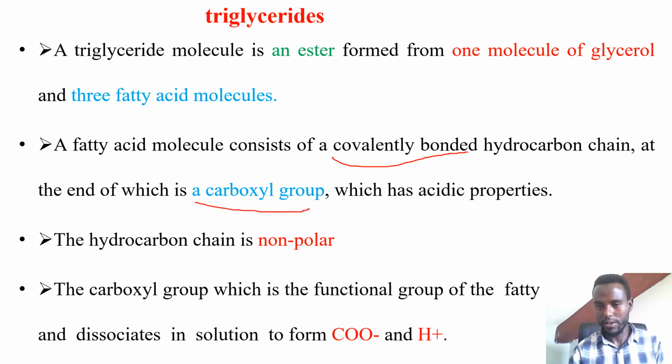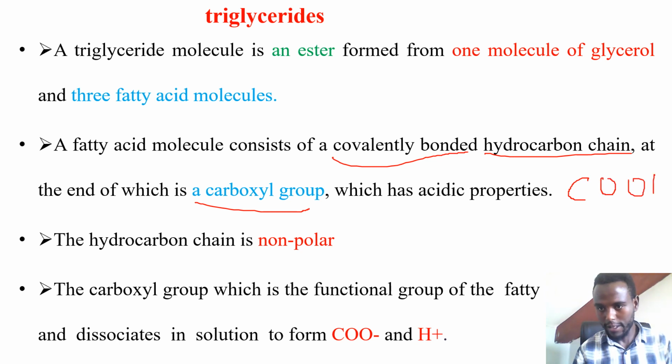The carboxyl group has acidic properties. The chemical formula is COOH. The hydrocarbon chain is nonpolar. The carboxyl group is the functional group of the fatty acids, and it dissociates in solution to form COO- and a hydrogen ion is released.